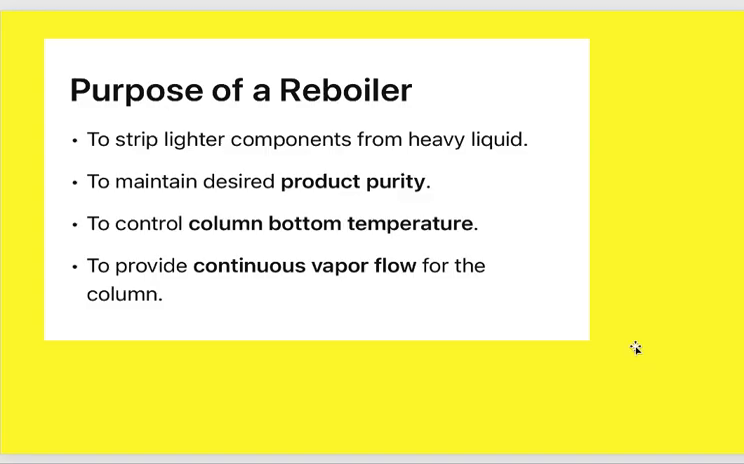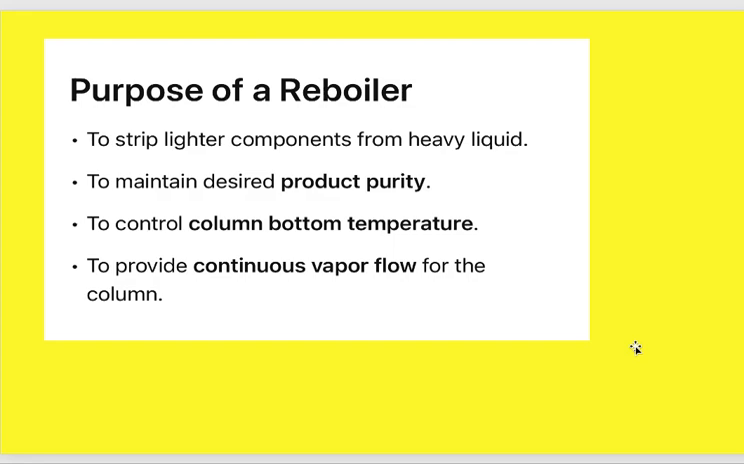For this reason, you find some kind of reboiler in the amine regeneration unit and in the sour water stripper unit. Why? Because you need to strip lighter components. In this case, it will be H2S and the lighter components from the water, from the heavy liquid, which is the water. This is in the case of the sour water stripper, for example, or amine and H2S in the amine regeneration column.